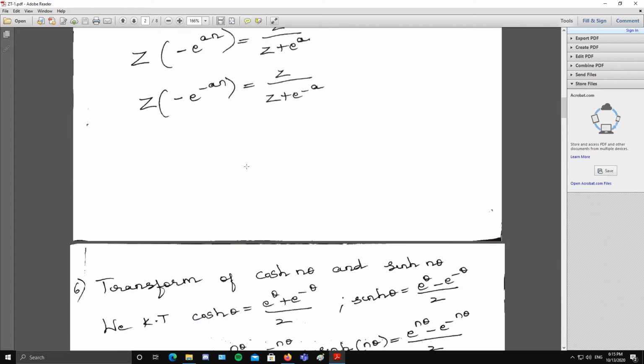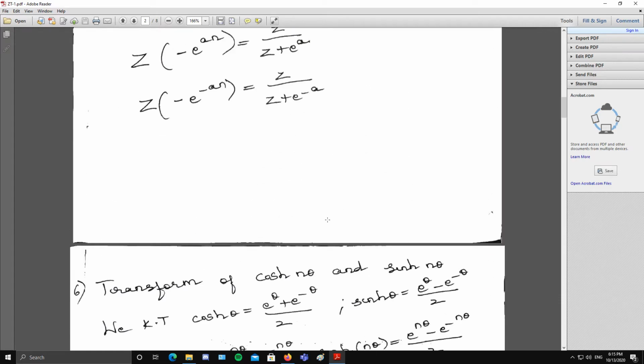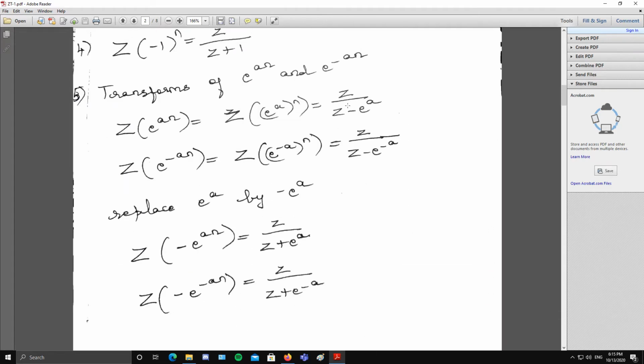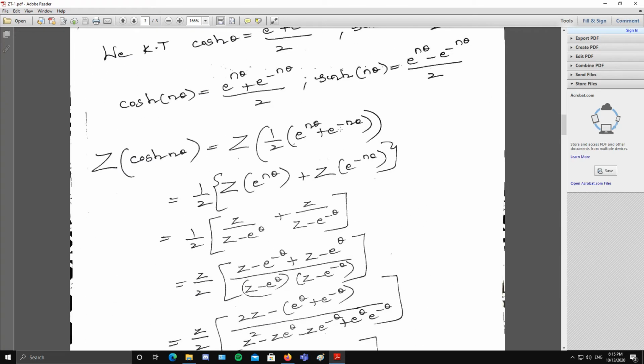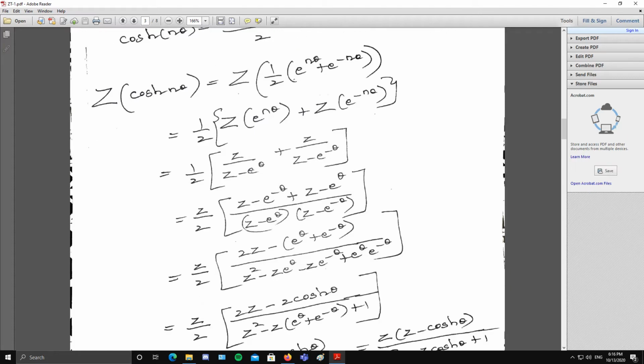Z of e power minus n theta is the same as z of e power minus a n. So in place of e power a, you have e power theta, and in place of e power minus a, you have e power minus theta. We have taken z out, and then we have taken the LCM.